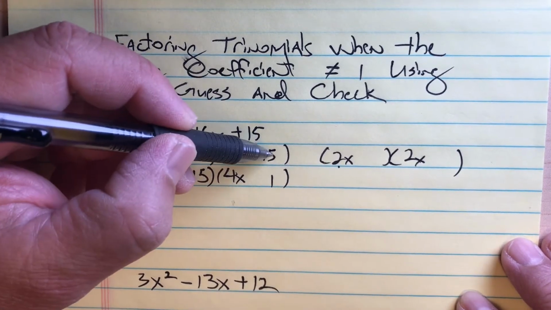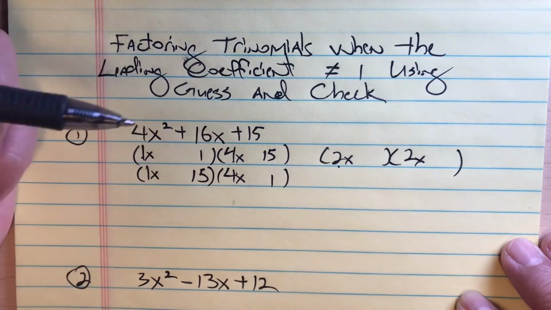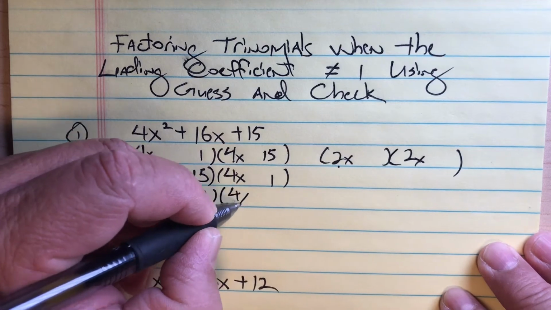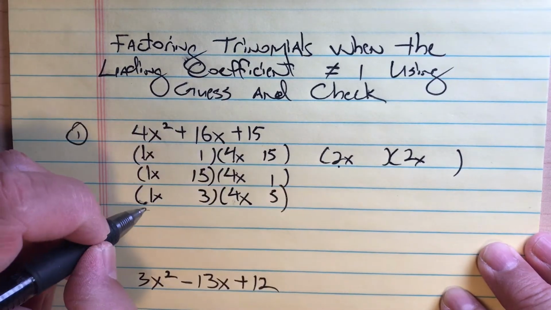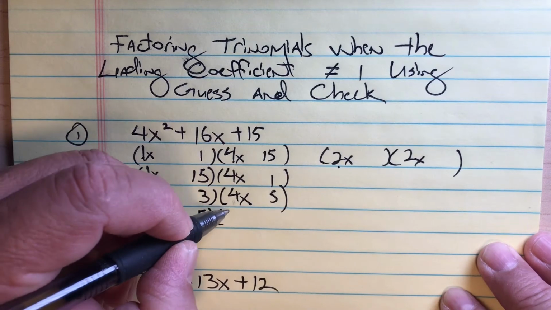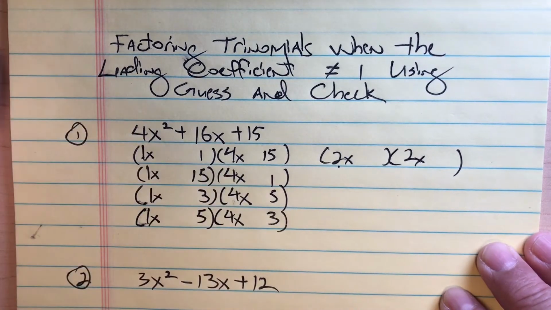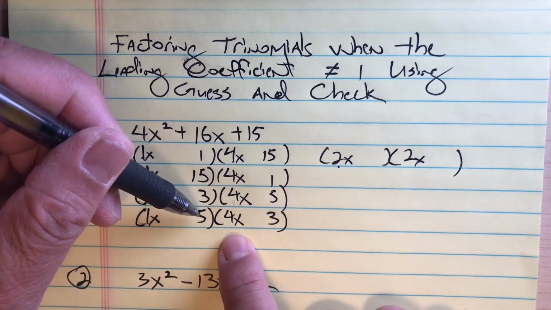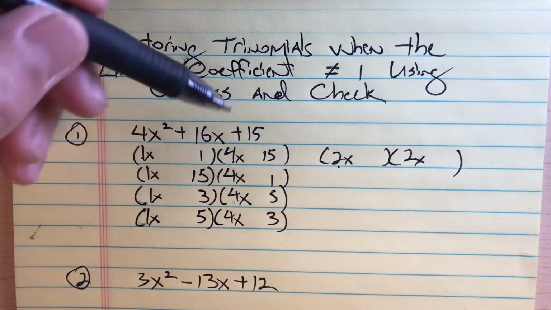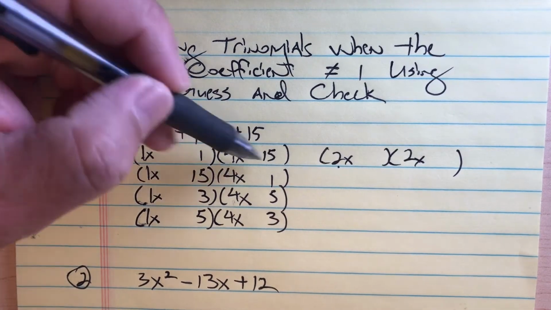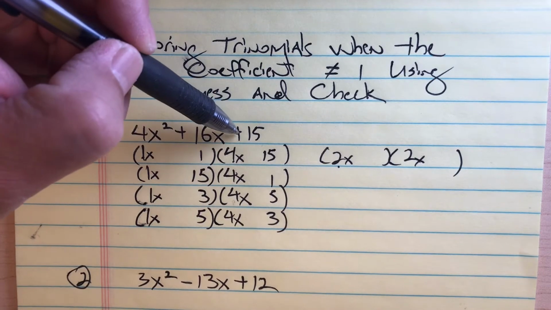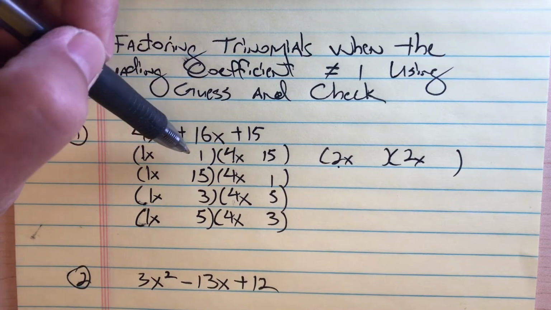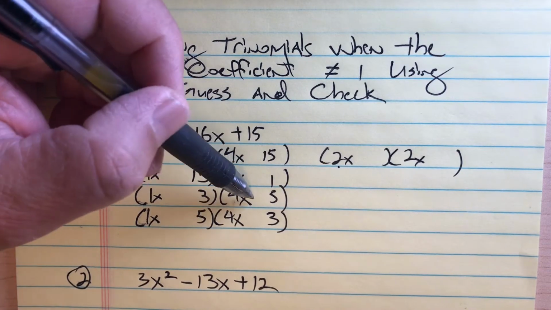So 1 and 15 or 15 and 1, but 15 can also be the product of 3 times 5 or 5 times 3. Okay? But do we want the 5 times the 1 or the 5 times the 4? All of these will give us a different middle term, so we're going to have to check them all. Okay, so the product is positive 15, which means both numbers are the same. They're both negative or they're both positive.